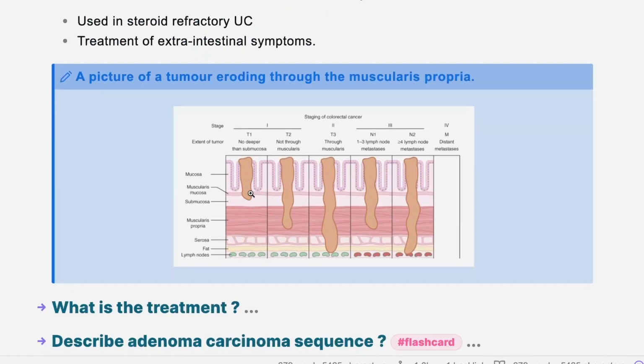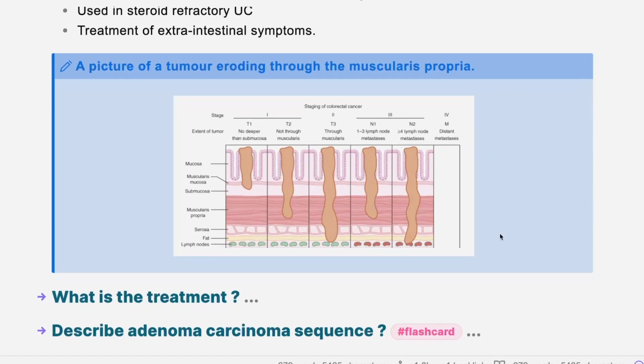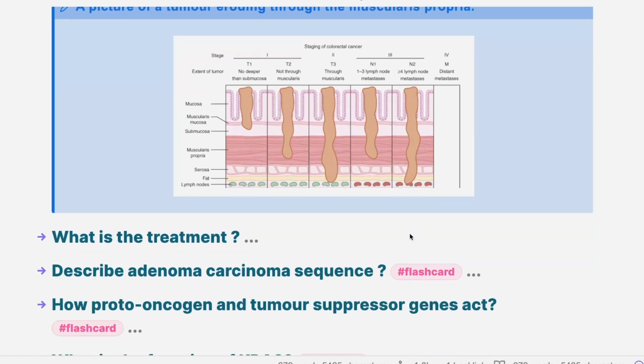So T1 not beyond submucosa, T2 not beyond muscularis propria, and T3 beyond muscularis, and T4 beyond all of this, which includes lymph nodes and distant metastasis. The treatment for ulcerative colitis, we can try medical treatment at the beginning. However, the main treatment will be colectomy or pancolectomy.